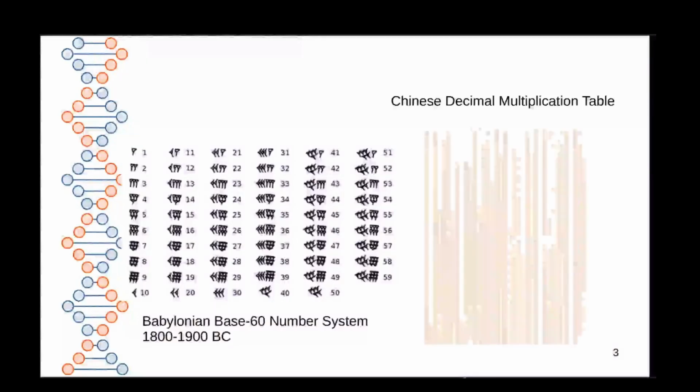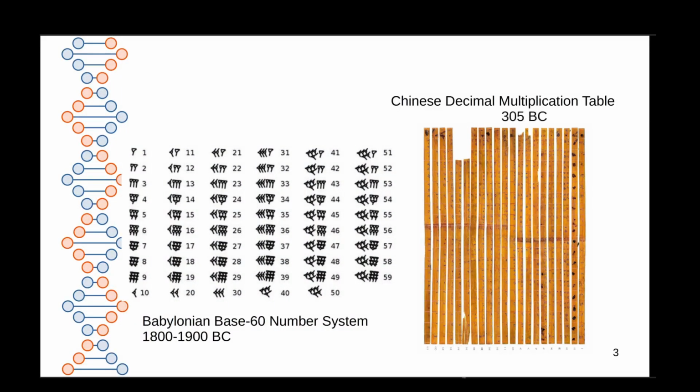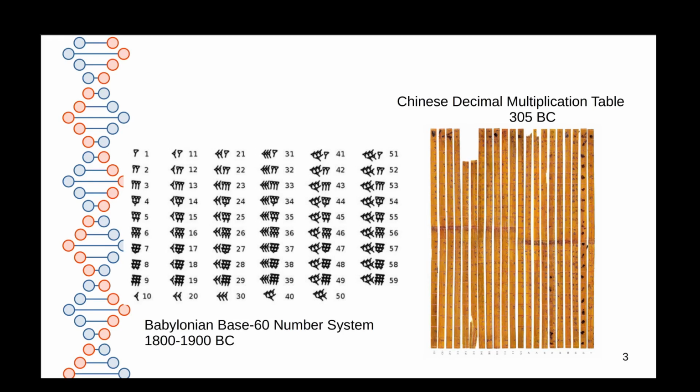Some of the first records of a base 10 or decimal number system date back to ancient China. Pictured here is the multiplication table from 305 BC. For many calculations, people had to rely on things like multiplication tables instead of something like a calculator or even a well-established way to multiply two numbers or even really do math.